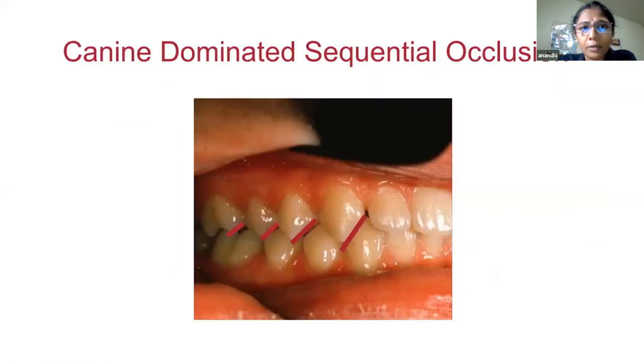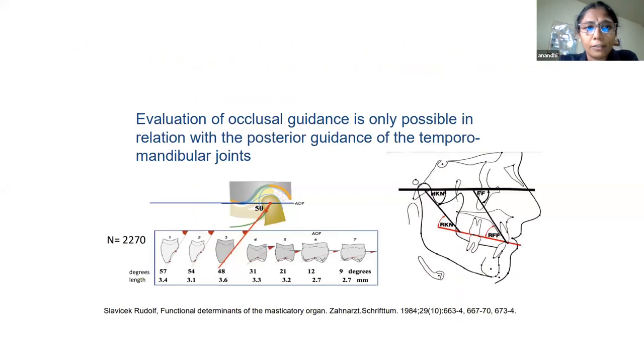So we talk about canine-dominated sequential occlusion. That's what I was talking about. Canine is the primary domination in the occlusion. And still on lateral protrusion, you will see the premolars. There will be F1, F2 on premolars, and also the mesiobuccal cusp of the molars. This is what Dr. Slavicek talked about. So for the canine guidance, the incisor guidance should be 50 to 60 degrees, depending on the sagittal condylar inclination. But the canine inclination should be the same as the sagittal condylar inclination. So canine will be the same, but incisal guidance will be 10 degrees steeper than the sagittal condylar inclination.